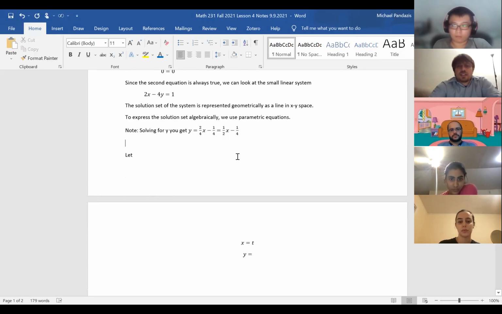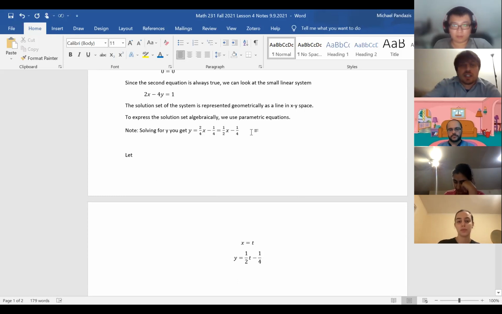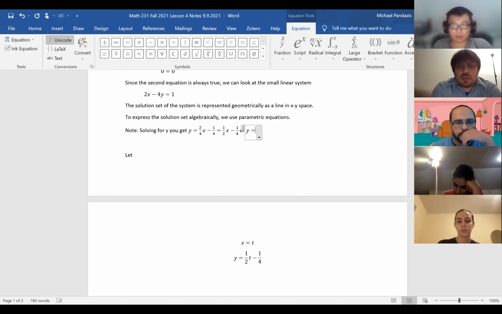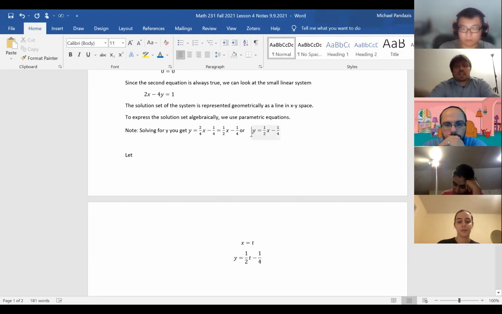So if we let x equal t, then y is just equal to 1/2 t minus 1/4, right? Or let me just write this simpler, y is equal to 1/2 x minus 1/4. Okay, so that's our equation for y, solving for y in terms of x. And so if we let x equal t, y is equal to 1/2 t minus 1/4. And so these are the parametric equations for the solution set of the system.